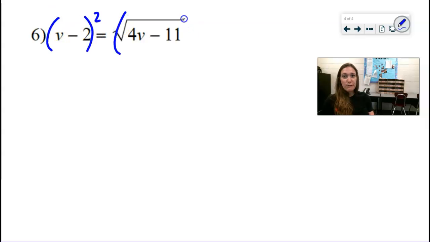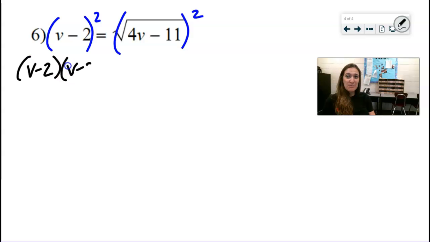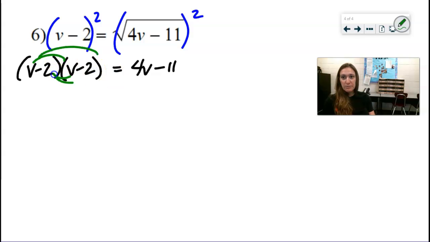And this is the most frequently messed up question, because on the left side here, when you do (v - 2) squared, you're actually foiling that out, right? It's (v - 2) times another (v - 2). On the right side, that's an easy fix. The square root and the square will just cancel each other out. But I do need to distribute over here. So, get a little distribution going.